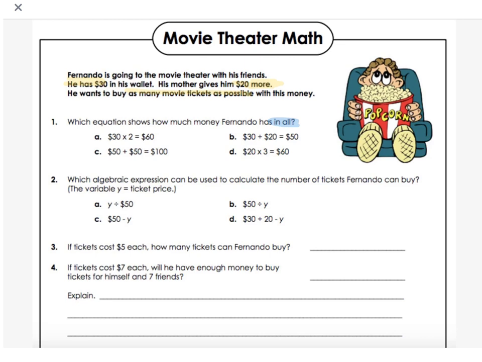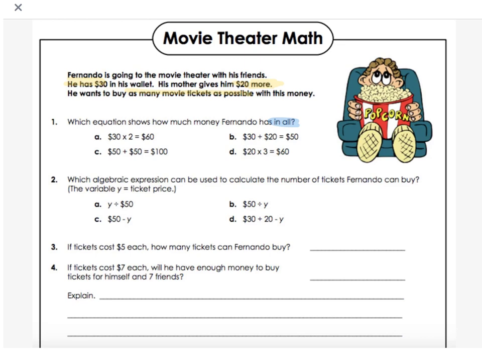Number 2. Which algebraic expression can be used to calculate the number of tickets Fernando can buy? The variable y equals ticket price. So that sounds really complicated and kind of scary, doesn't it? So I'm going to think about it in terms of splitting up that $50 into as many movie tickets as I can. So for this one, let's go through the options for answers and see which one might make sense, because this one's a little trickier than number 1.